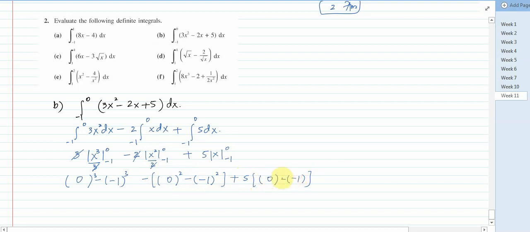Alright, now we need to simplify. 0 cube is 0, minus 1 cube is -1, so it will be +1. Minus minus plus 1. Minus. -1 square is 1. 1 into -1 is -1. Minus minus plus 1. Plus 5 ones are 5. So the final answer is 7.